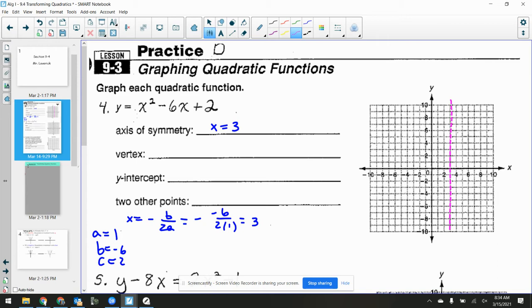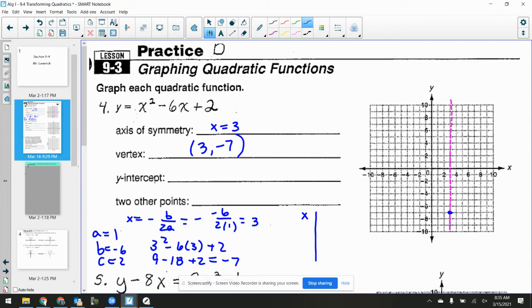So we got x equals 3. And then we plug that 3 in. What did you get for your vertex then, Taylor? 3 comma what? 3 comma negative 7. Let's check that. So we say 3 squared minus 6 times 3 plus 2. So that's a 9 minus 18 plus 2, negative 9 plus 2. Yep, that's a negative 7. Good. So 3 comma negative 7.